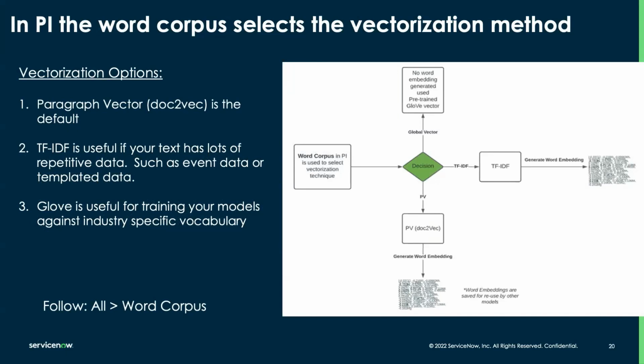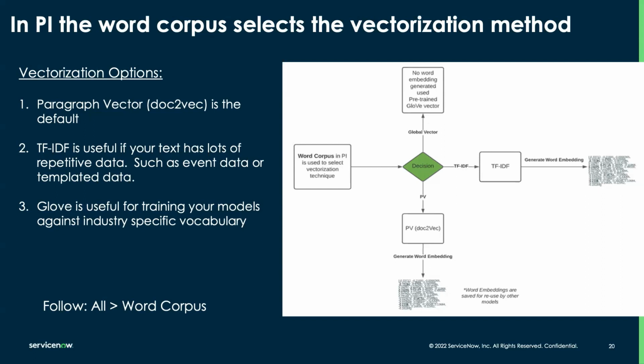But when you get into the options, which I'll get to toward the end, you're going to see 3 different options. You can select paragraph vector. Out in the field, if you Google it, it's actually known as doc2vec, and that's the default. And then there's something called term frequency inverse document frequency.